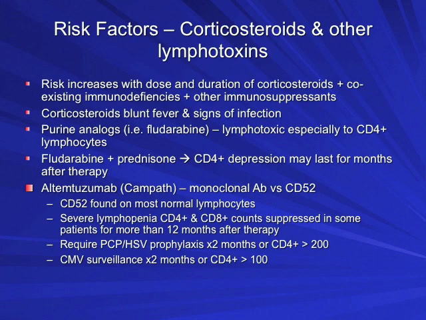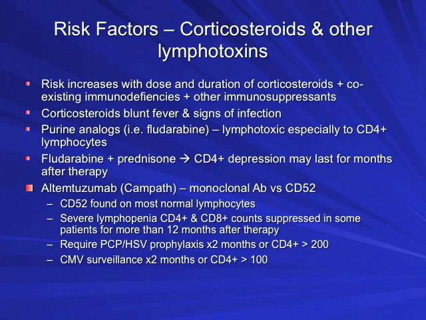Now, the king of all these anti-lymphocyte drugs is called alemtuzumab, or Campath, and this is a monoclonal antibody against CD52, which is a protein found on the surface of most normal lymphocytes. We use this drug for CLL. It results in a severe lymphopenia of CD4 and CD8 counts. In some patients, these counts are suppressed for more than 12 months after therapy.